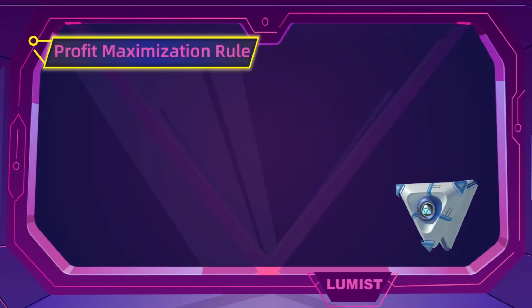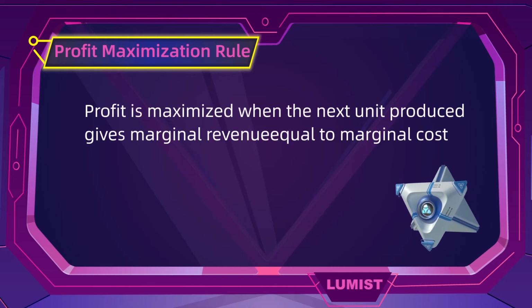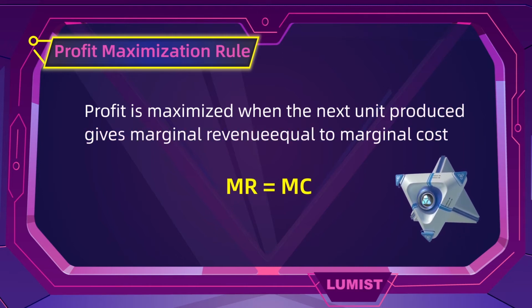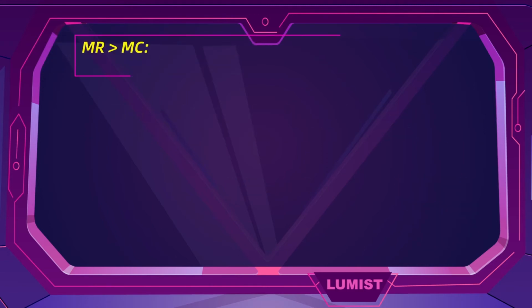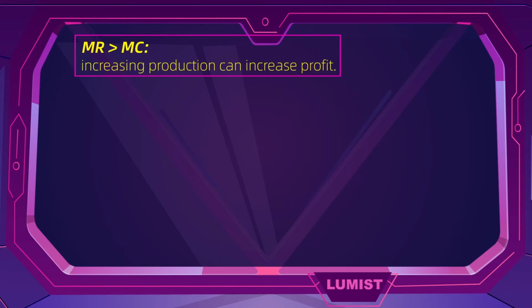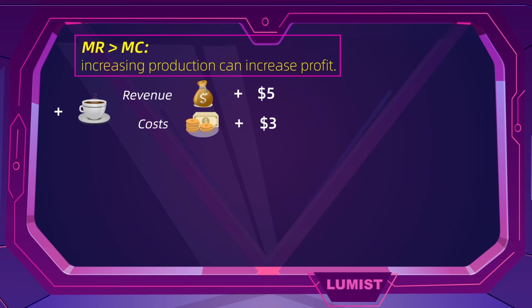To maximize profits, you need to remember the profit maximization rule, which says that profit is maximized when the next unit produced gives marginal revenue equal to marginal cost. So MR equals MC. The rationale here is that if marginal revenue is greater than marginal cost, then making one more unit can increase your profits. If the next cup of coffee that you sell can be sold for $5 and it only costs $3 to make, then you should make it and sell that next cup of coffee to increase your profits.